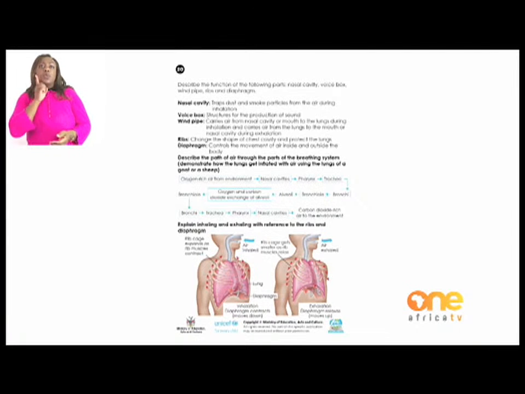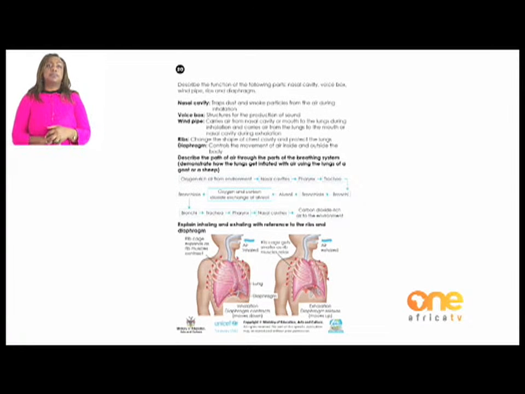Then we move on to the next part of our breathing system, which is the ribs. Ribs change the shape of our chest and protect the lungs. So here we are mentioning two functions of the ribs. The ribs are there for protection, to make sure that whatever hits you on the sides or from the back or from the front doesn't harm the inside part of you, which is actually part of your chest, which are the lungs.